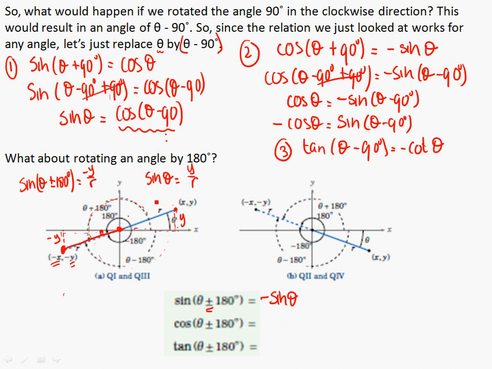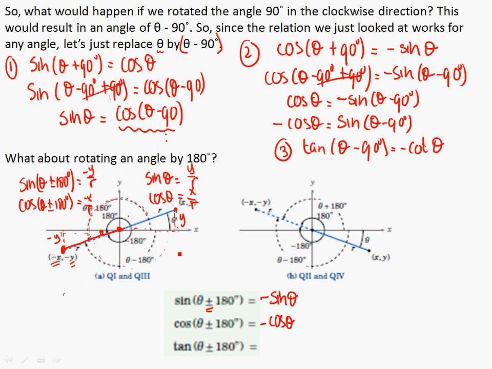How about the cosine? Well, the cosine is basically the same story, but on this side it's x over r, and on this side, when you do theta plus or minus 180, you get a negative x over r. So that means that this is also true for the cosine. So these two work pretty well the way you'd like them to.